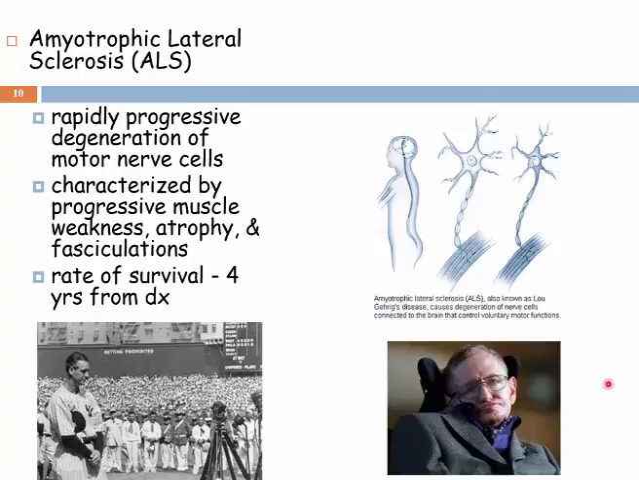The median age of onset for this condition is in the 50s, and the cause is unknown. In addition, there is no cure, and the survival rate is low, with the average rate of survival 4 years from diagnosis. Some have survived much longer, however, such as the famous physicist Stephen Hawking, as seen here. Dr. Hawking suffers from a rare, early onset, slow progressing form of ALS that he has suffered for decades.